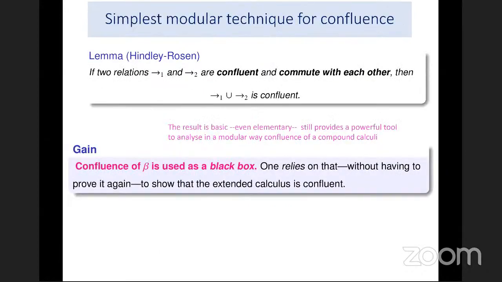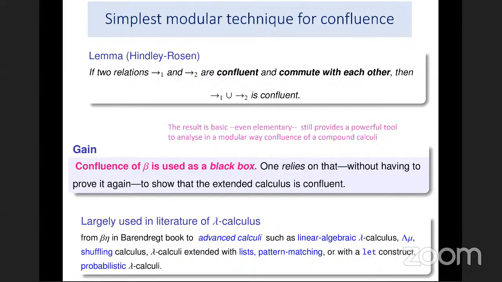And this is very clear when you look at the simplest modular technique for confluence, which is based on the Hindley-Rosen lemma. You have two relations which are confluent, and their union is confluent if they commute with each other. It's a very basic result, but it's a powerful tool because what you gain is that you treat the confluence of beta as a black box. You rely on it, and you don't need to prove it again.